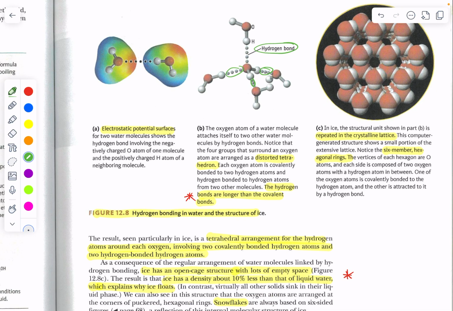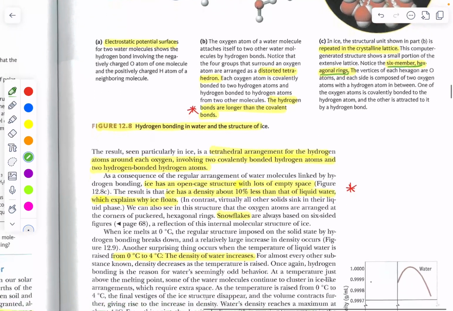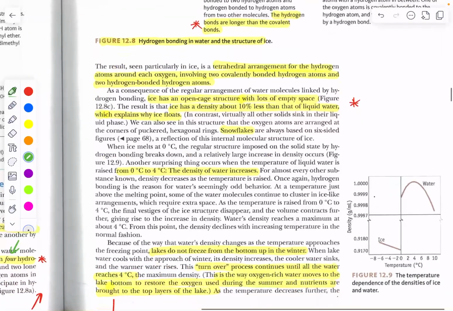You also get a 6-member hexagonal ring in that open structure, which accounts for the beautiful hexagonal structures of snowflakes. And you can see the different possible structural designs of snowflakes. There's over 30 of them that they've categorized now. They're really amazing and beautiful.